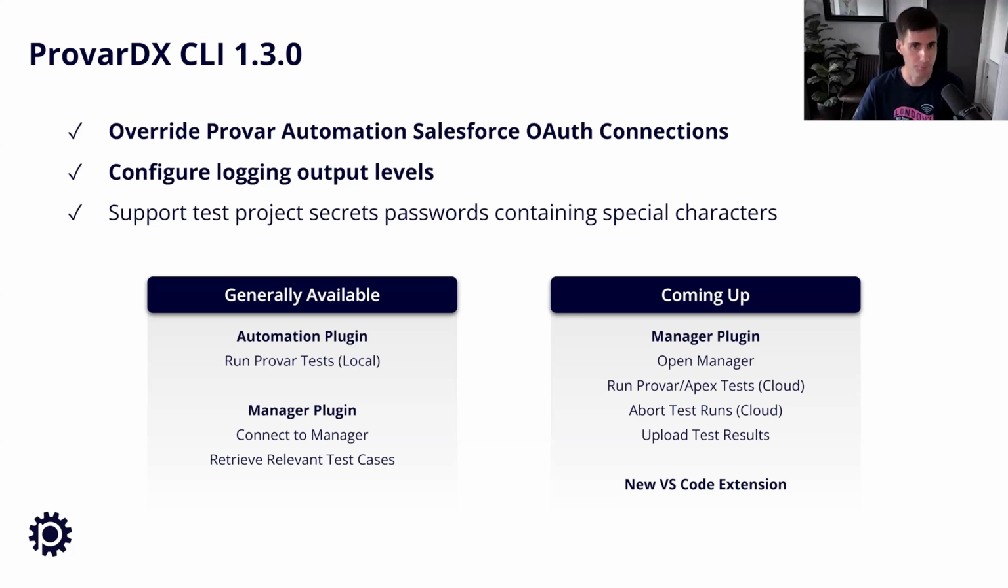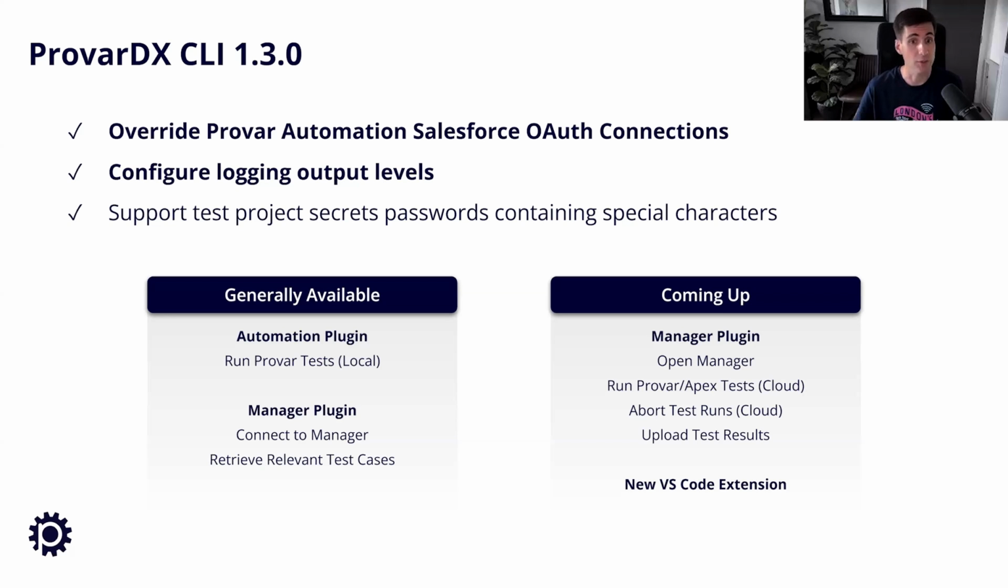Now you're also able to configure logging output levels, so you can get a more or less granular level of detail in the logs that it outputs. And finally, we've added support for special characters in the test project secrets. I wanted to just refresh everyone's minds on what is currently generally available on the Provar DX CLI.